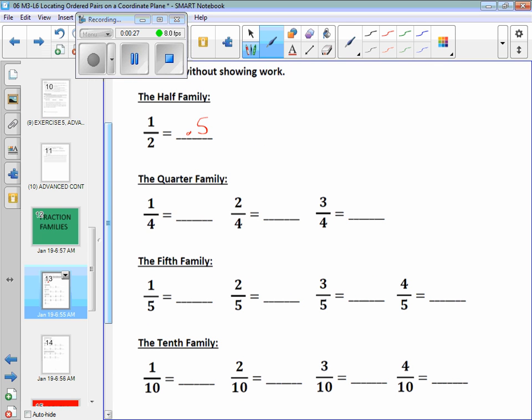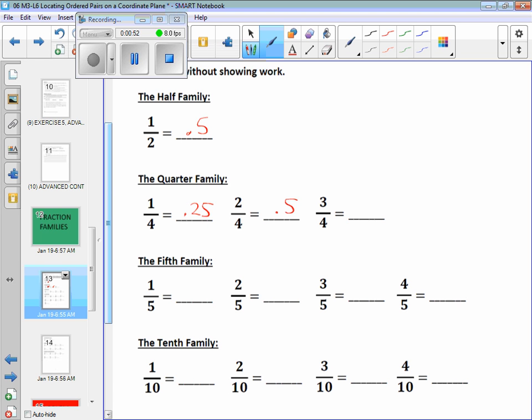Okay, let's do the quarters. Think of the quarter family like it's money. If you have a quarter in your pocket, 1/4, you have how much money? 25 cents or 0.25. 2/4 is 0.5, which makes sense because 2/4 reduces to 1/2. So they're going to be a decimal equivalent as well.